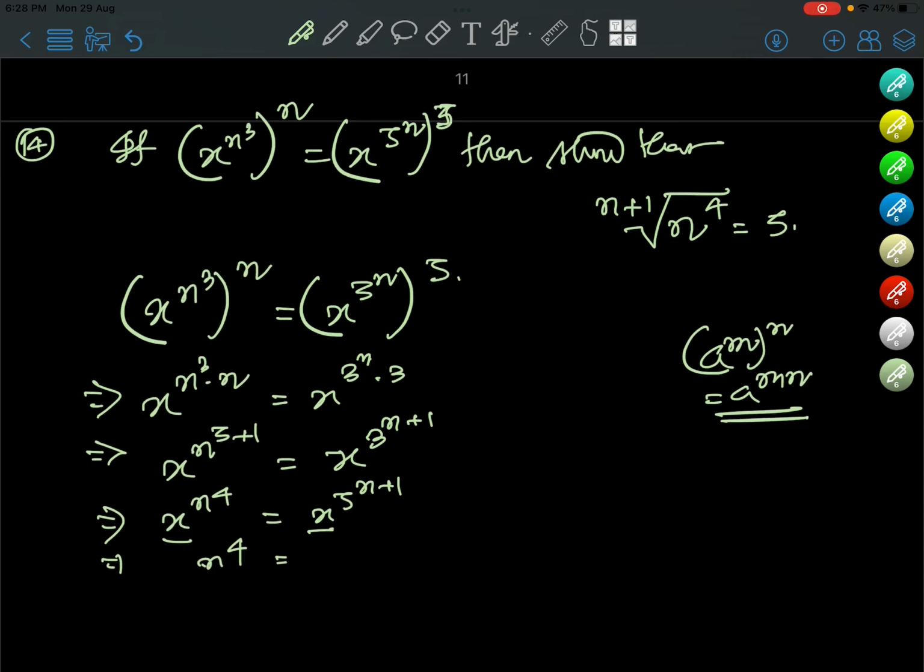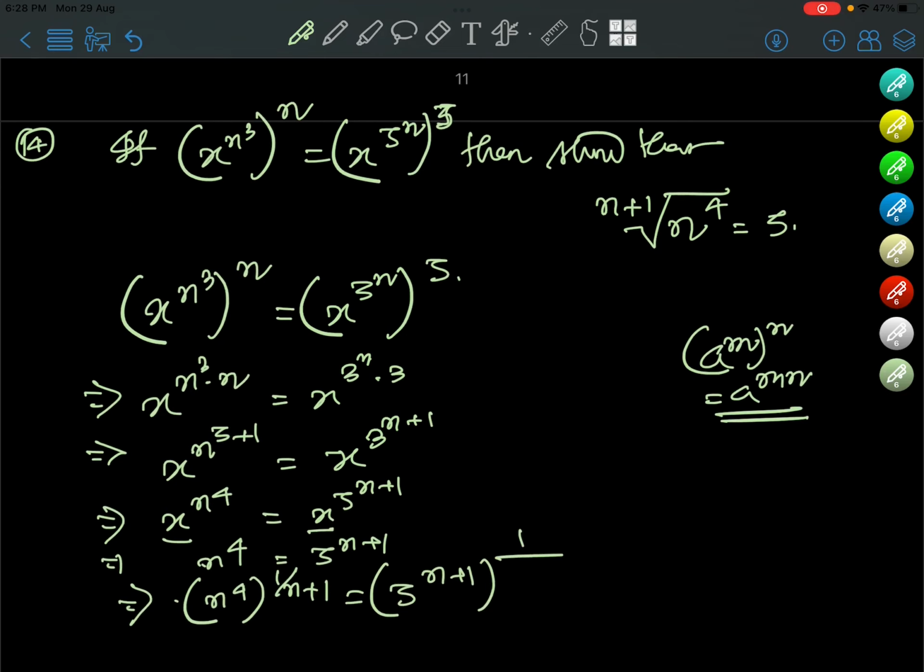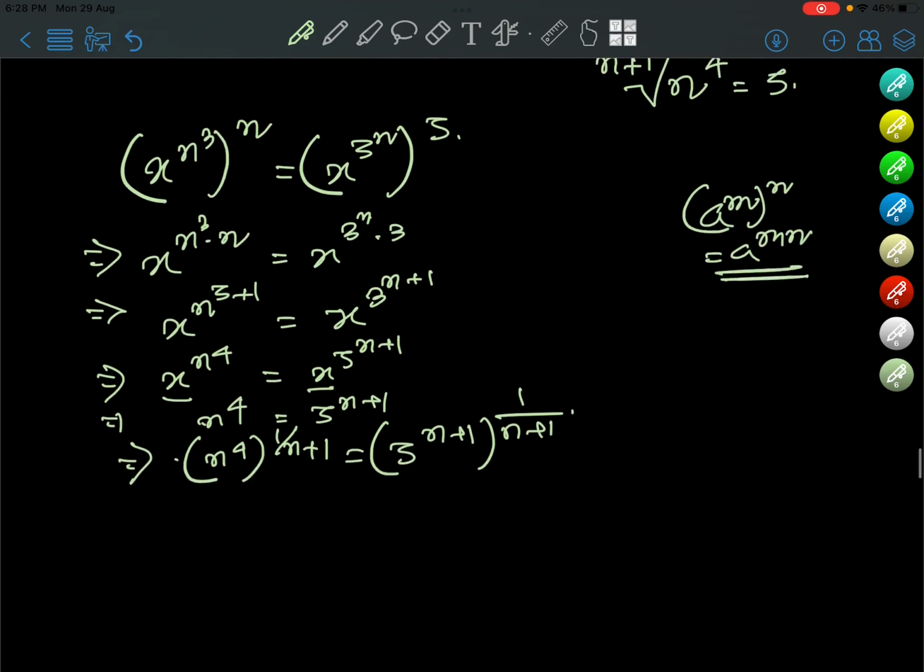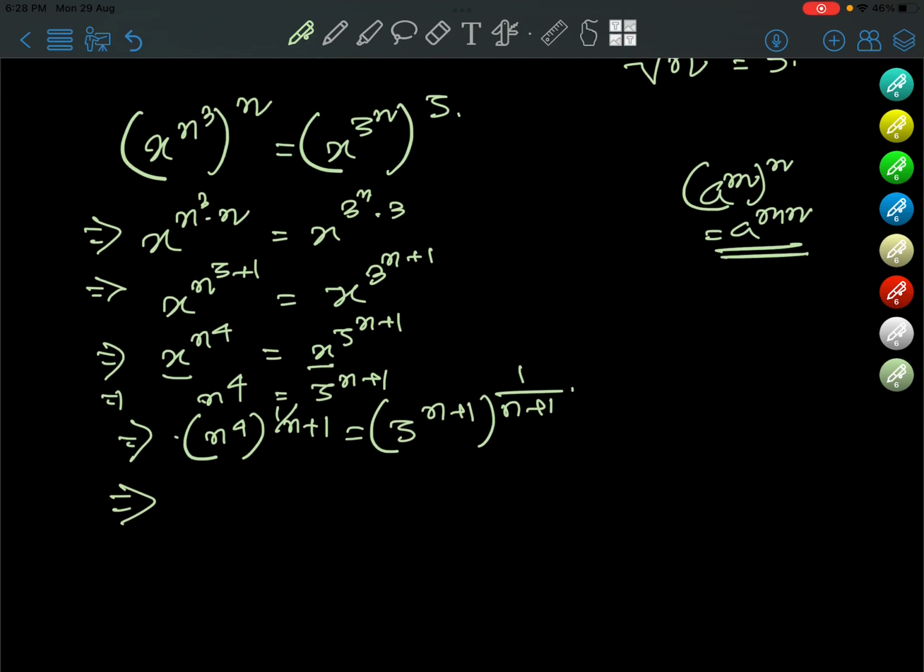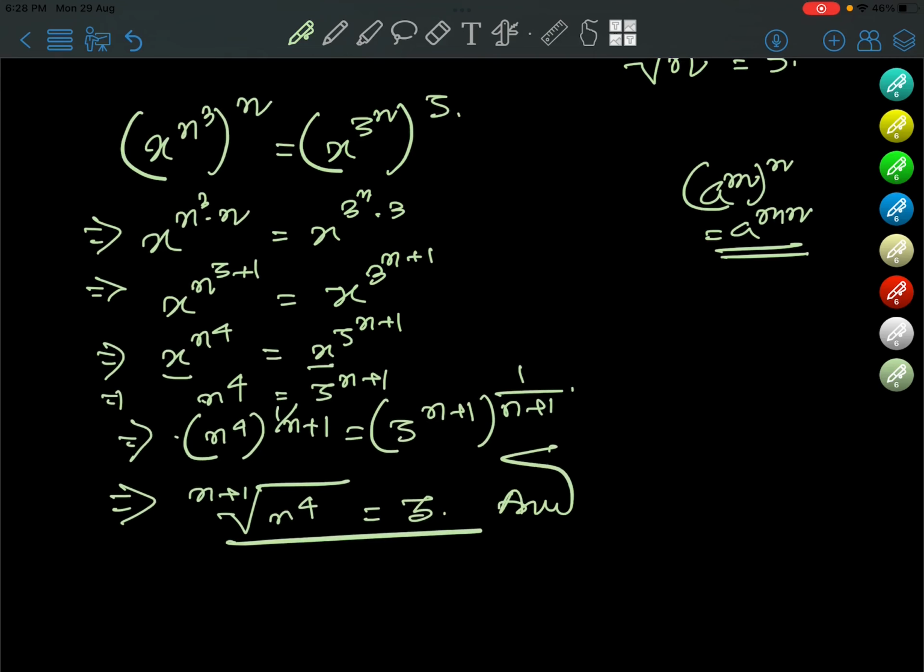Now the left hand side power and the right hand side power are equal. Now multiply both sides by the power 1 by n plus 1. So (3 to the power n plus 1) whole to the power 1 by n plus 1. Now we can write it as the (n plus 1) root of n to the power 4. Now 3. It's proven.